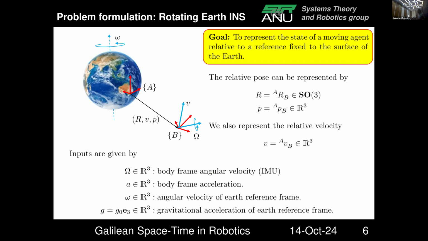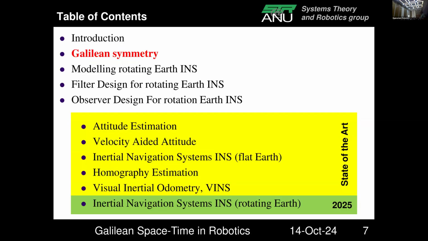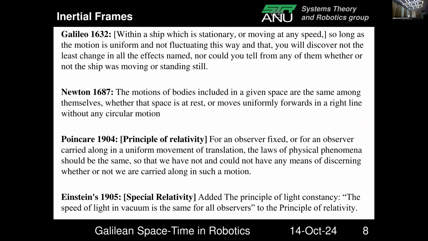Okay? And this is a problem that there are a number of groups around the world looking at the moment, and it's a beautiful example of how to use Galilean symmetry. So for the inputs, you have a strapdown IMU for the active vehicle, so you have angular velocity and acceleration. You know the rotation of the Earth, omega, and you know gravity, where your base frame is. And so the way we're going to solve this is using Galilean symmetry. All right, so Galileo, back in the 1600s, was studying celestial motion.